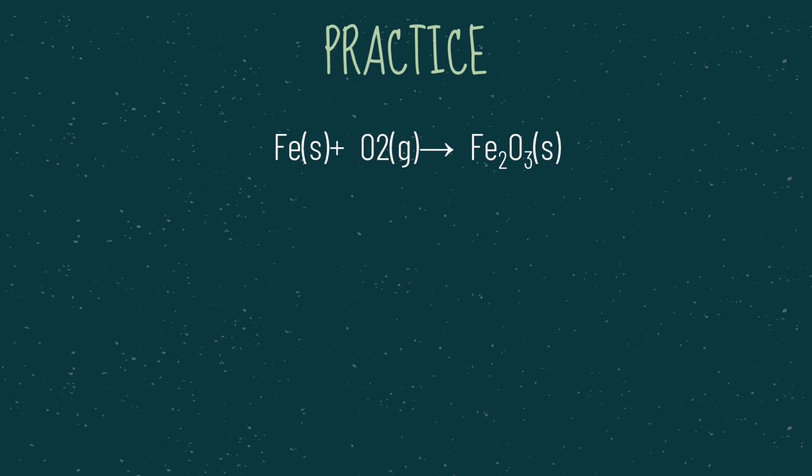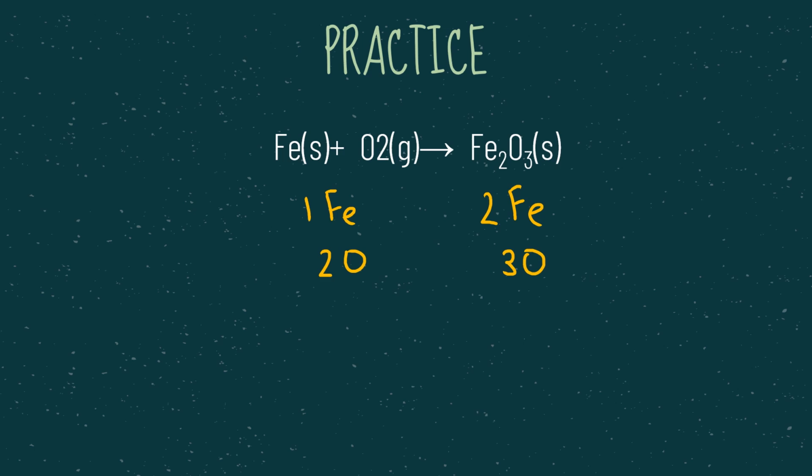So now let's move on to some practice questions. You can pause the video here to give it a try. For this practice question, we have iron plus oxygen gas, and this gives us iron oxide, Fe2O3. First, let's see what we have on the left hand side and compare it to the right hand side so we can tell what we need to multiply by. On the reactant side, we have 1 iron and 2 oxygens. On the product side, we have 2 iron and 3 oxygen.